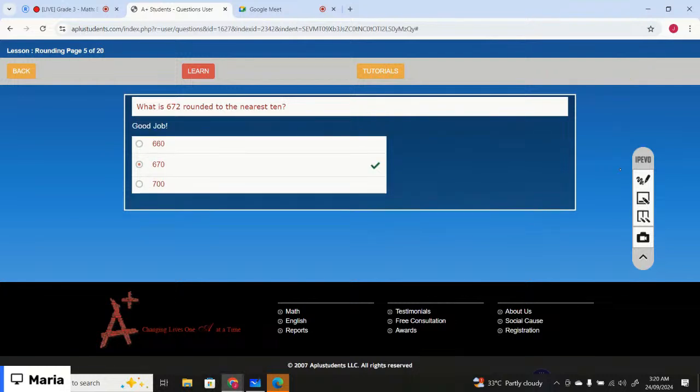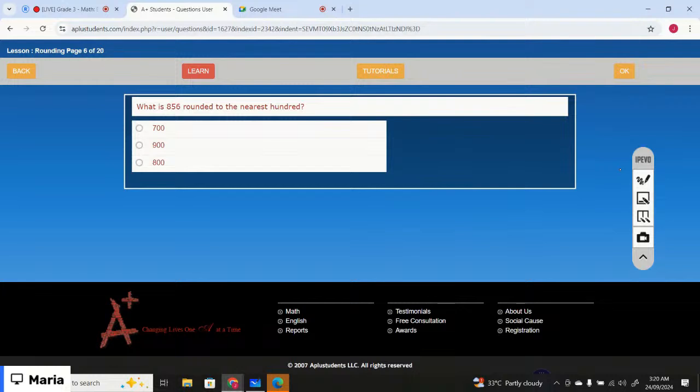Okay, the next one is, what is 856 rounded to the nearest 100? Which is the correct option? 856 is rounded to.